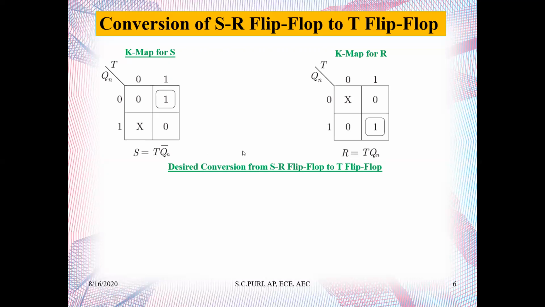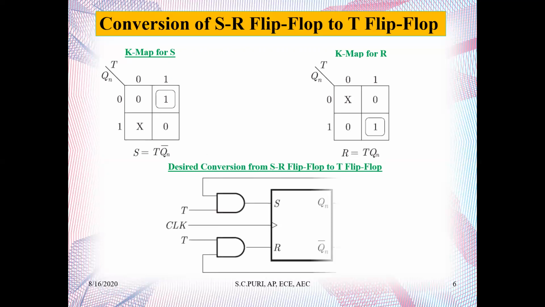Then the desired conversion of SR flip-flop can be got like this. As you can see here, because we have this flip-flop in our hand, we need to convert this into T, and we get S equal to T Q bar. So it's an AND gate. We have connected one AND gate: this is Q bar, and this is T, isn't it? T, Q bar. Similarly for R, we have got T, Q N. Now you see, the T input will work.